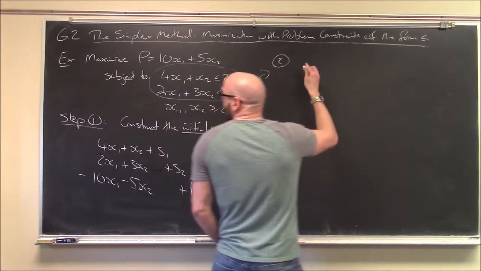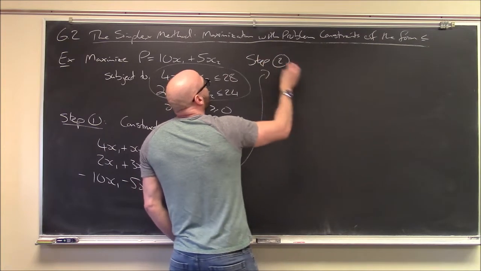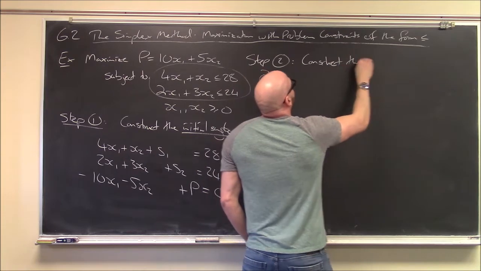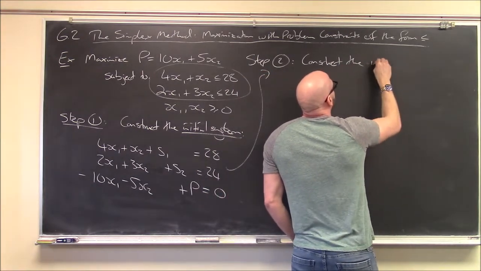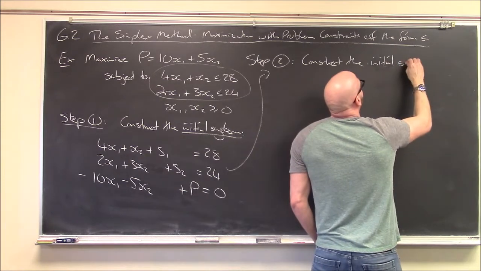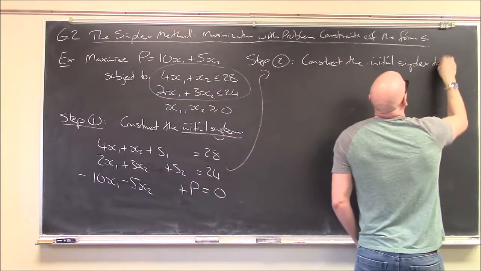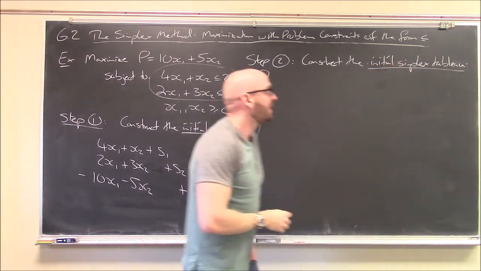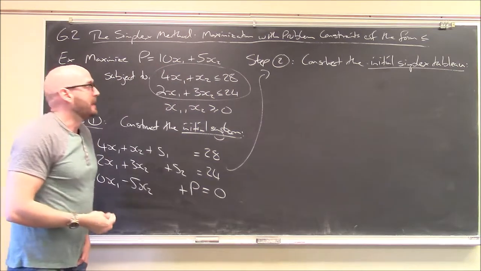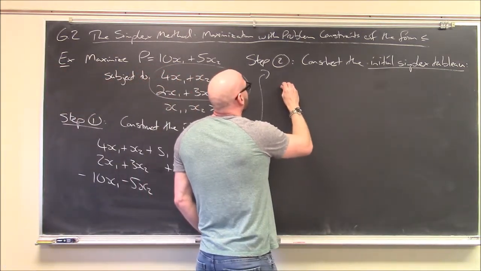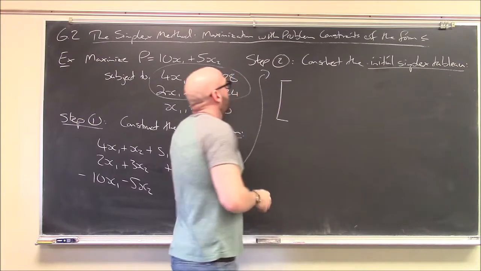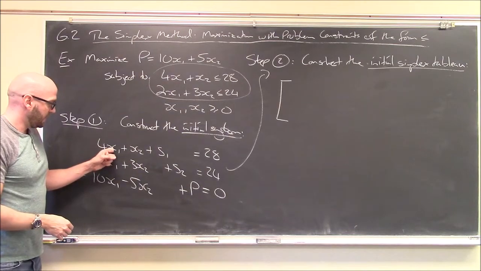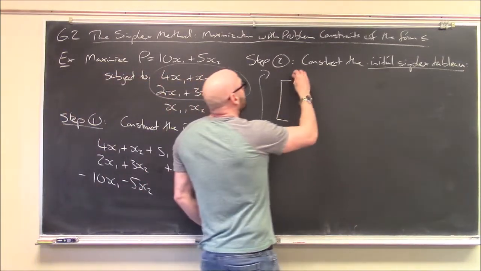Step 2 is now, once I have my initial system, I construct the initial simplex tableau. And the way we do this is we're going to build a matrix where my columns are the coefficients of everything that's appearing in the system. So my first column are going to be the coefficients of x1, and typically you label these to keep track of things.